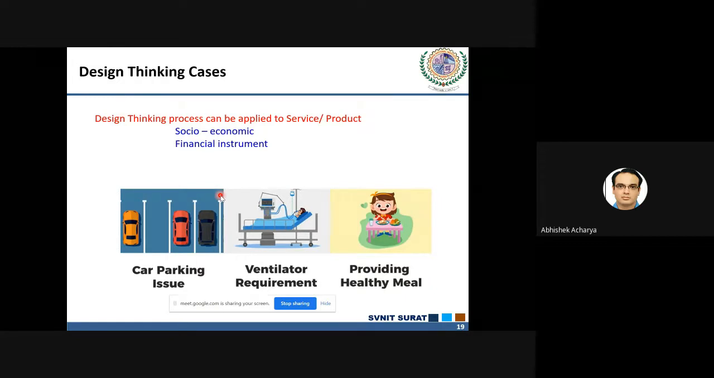So the design thinking process can be applied to any service or any product, as I'm repeatedly telling you. It can be applied to any product or any service industry. The problem can be a socio-economic problem, a financial instrument, or a problem related to the political background. If you look, most of you are aware of this name in today's political scenario.